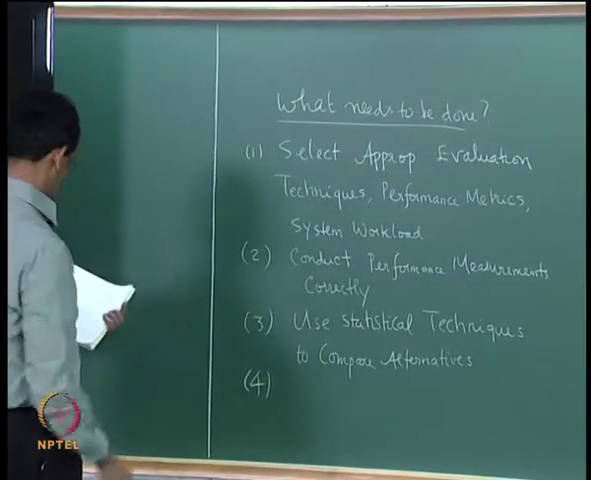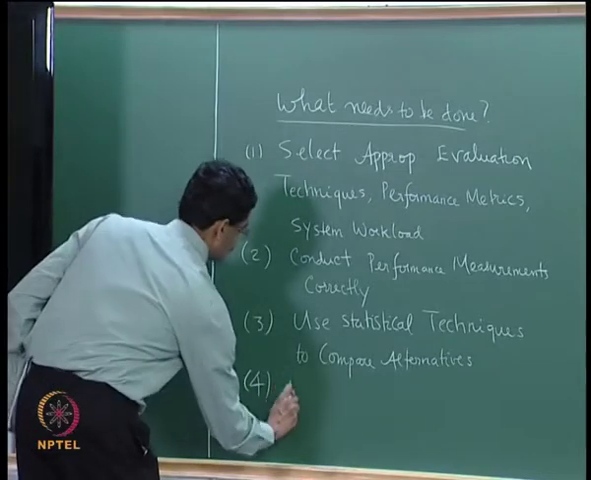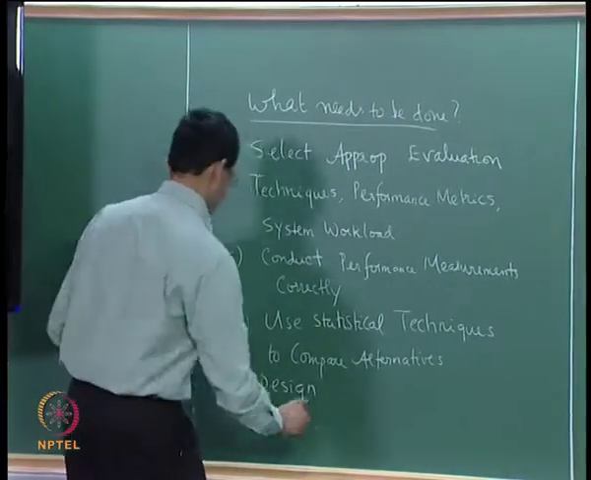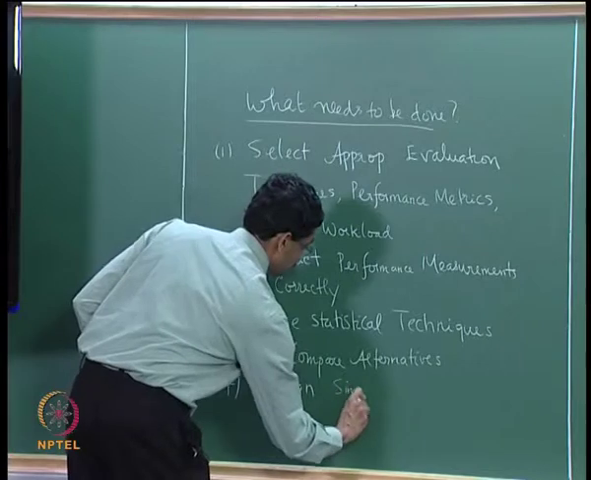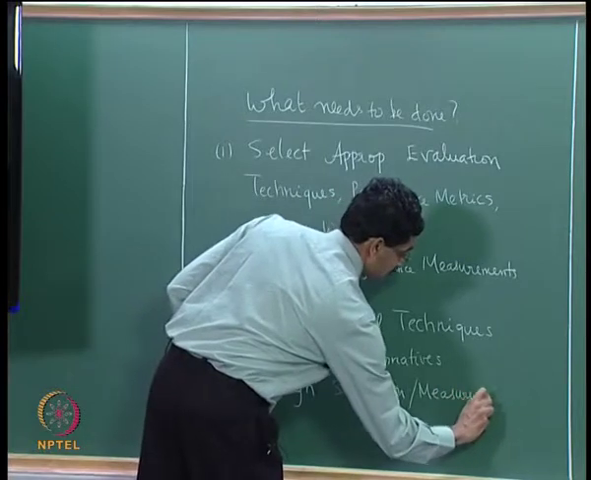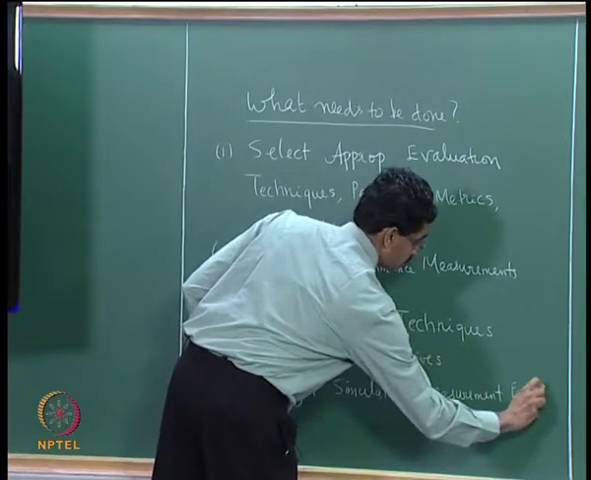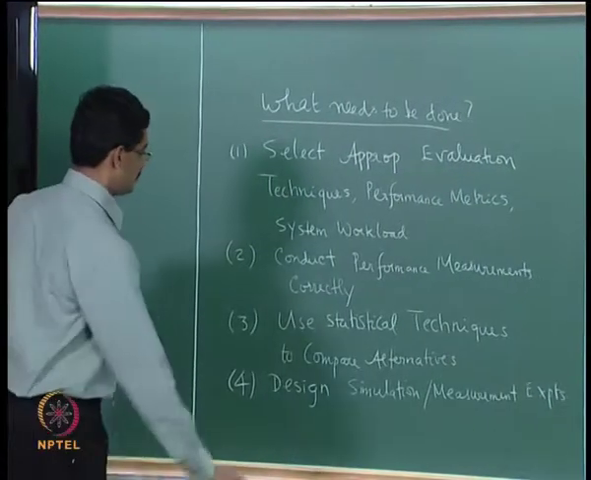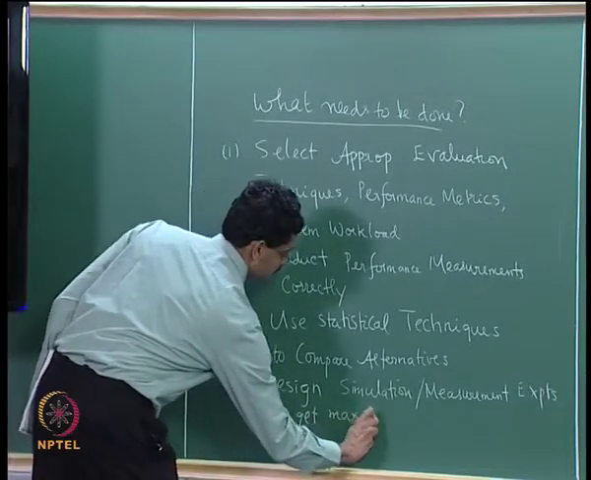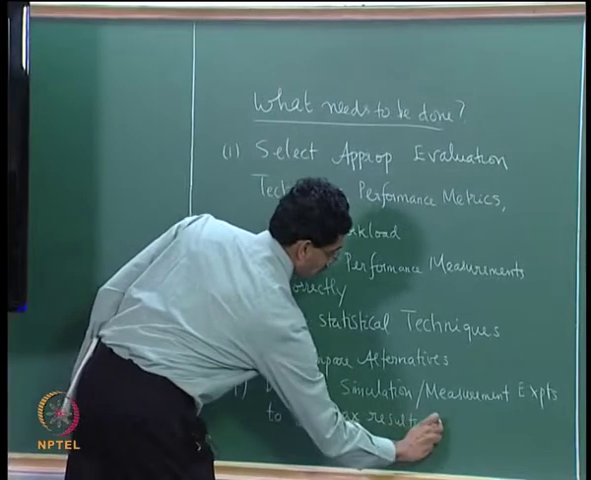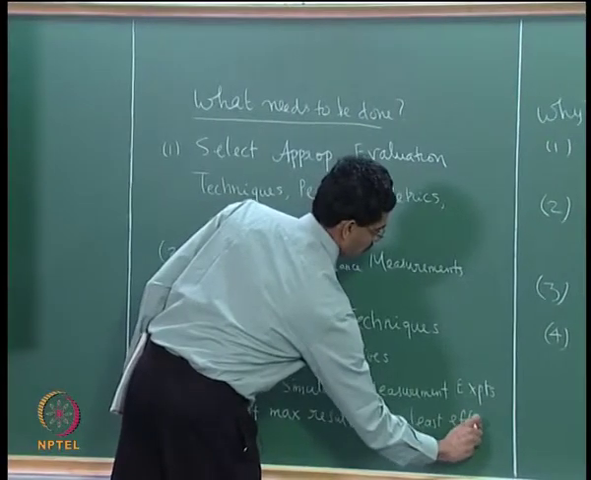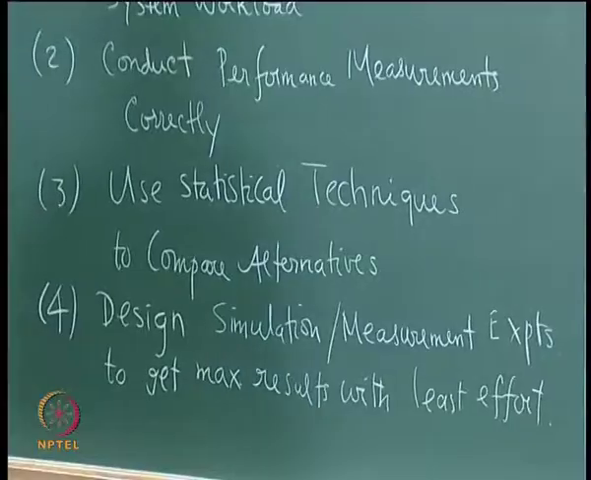Actually some of this is a little bit out of order, right? This design of experiments should have come before, but the book is kind of organized this way. So design of simulation experiments, or measurement, in such a way that you get maximum results with minimum effort. We will see what this means later on.